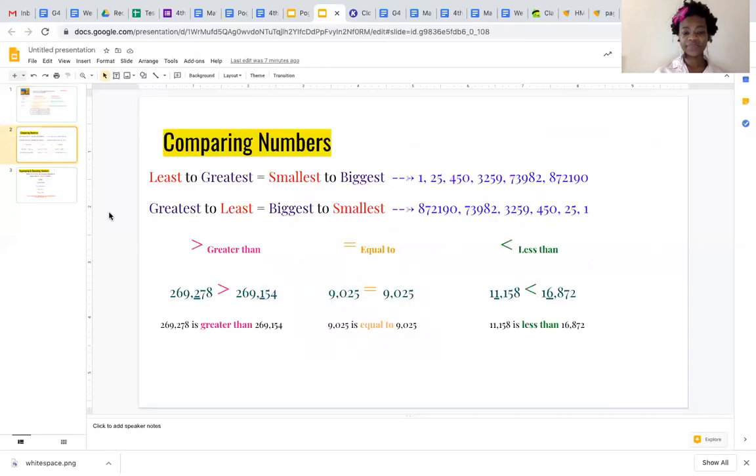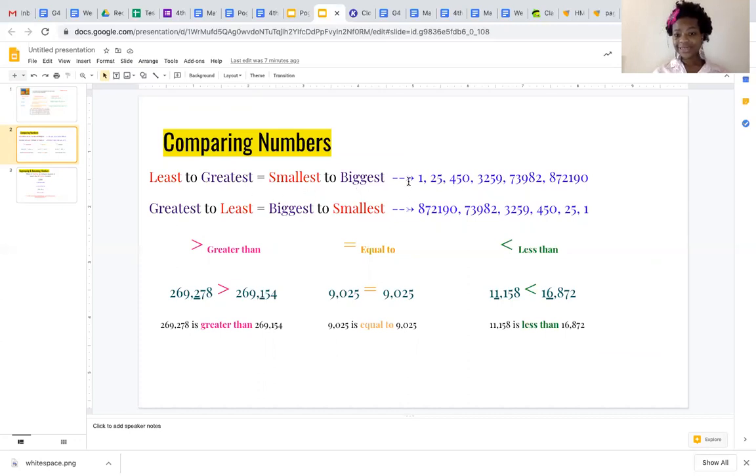Moving along, we're also going to be comparing numbers during this week. Least to greatest, you'll be hearing a lot and we'll be using a lot. That really just means smallest to biggest, okay? The other way around, greatest to least, is exactly that, biggest to smallest. So here are some examples to help you kind of see what I mean by that.